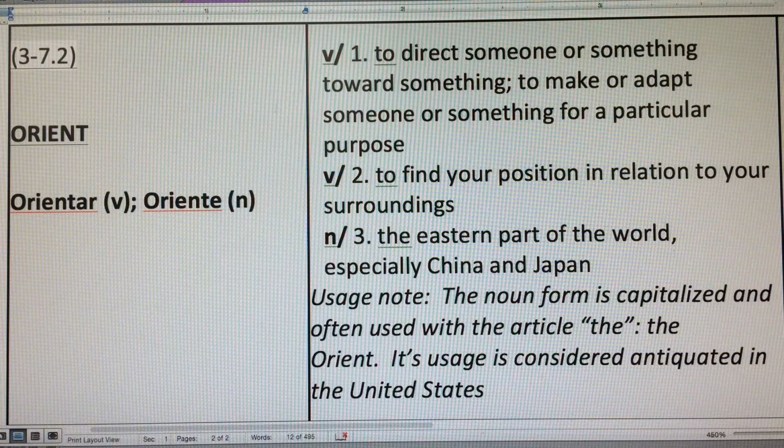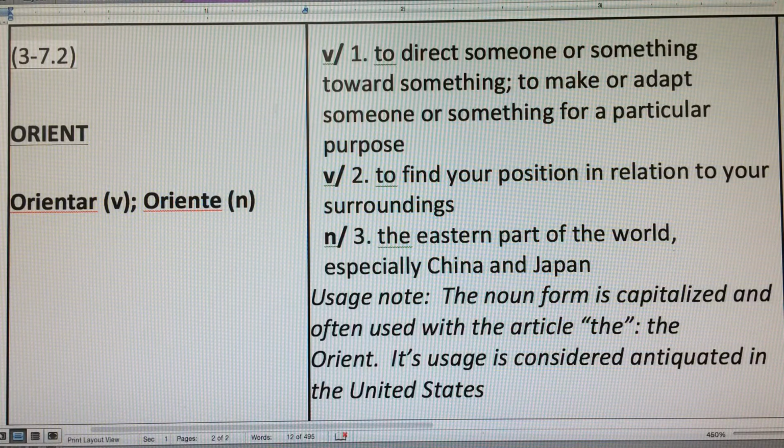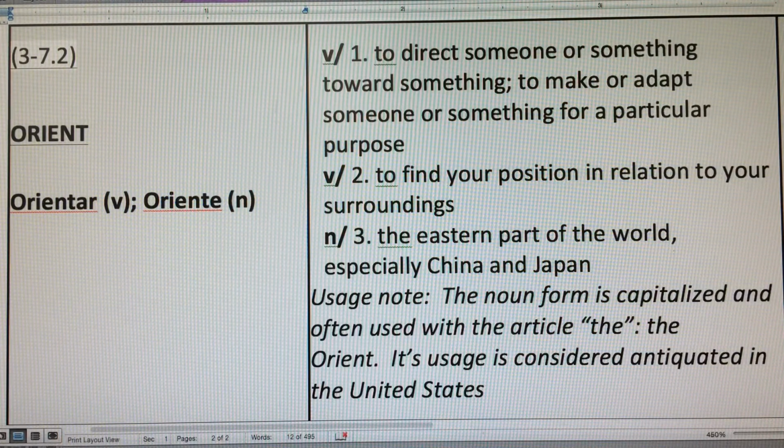Let's go over the verb forms first. The first one is to direct someone or something toward something else, okay? Or to make or adapt someone or something for a particular purpose. Let me say that again. To direct someone or something towards something. So usually that's leading or guiding. It has that connotation of guiding. Or changing someone or something slightly to adapt them for a particular situation.